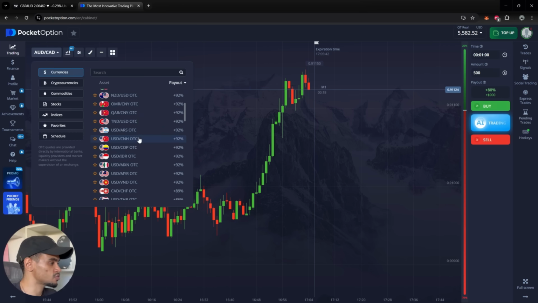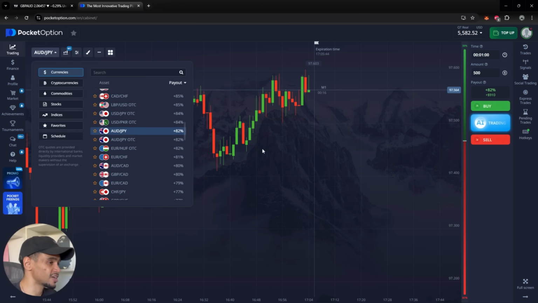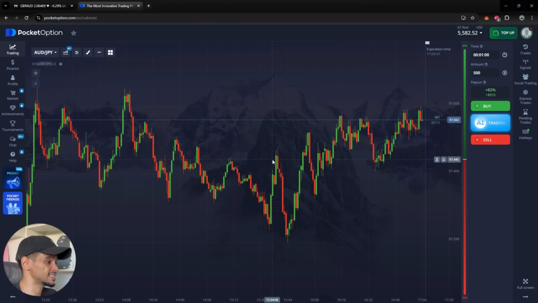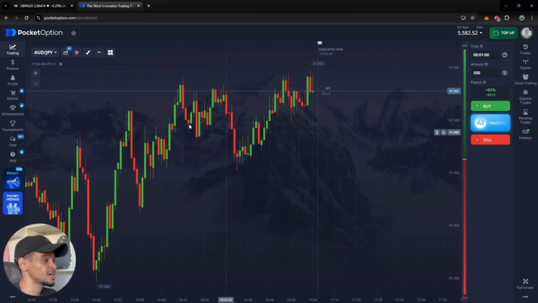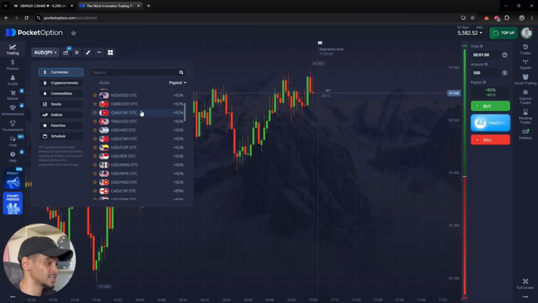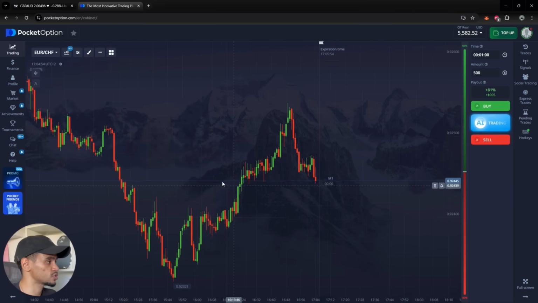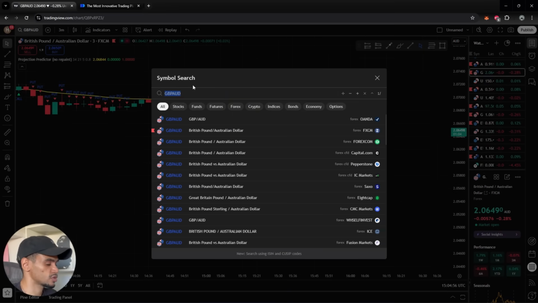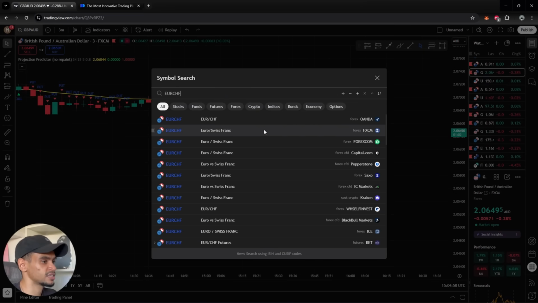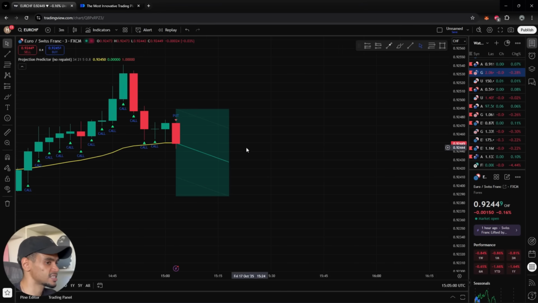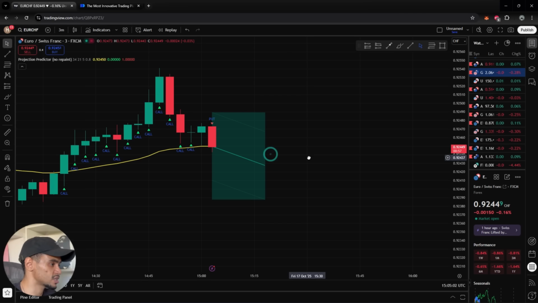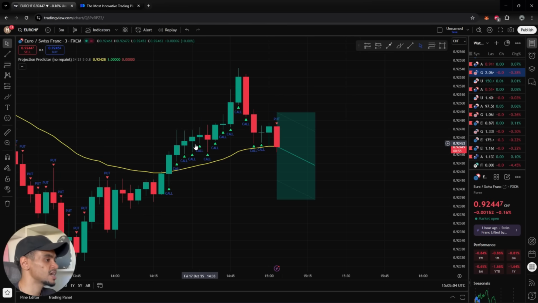There's not many assets nowadays to pick from. The markets are in stress from all of the things that Trump is doing once again, bringing chaos to the world. We don't need it and we don't like it. So let's go with Euro Swiss franc. Let's select it, let's type it in here, and let's see it. We have 59 seconds, so let's skip to this candle closing and let's see which position we're going to take on the next one.